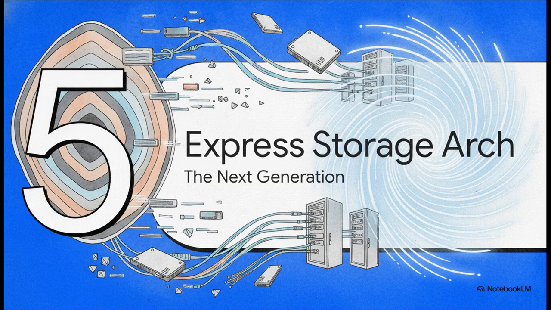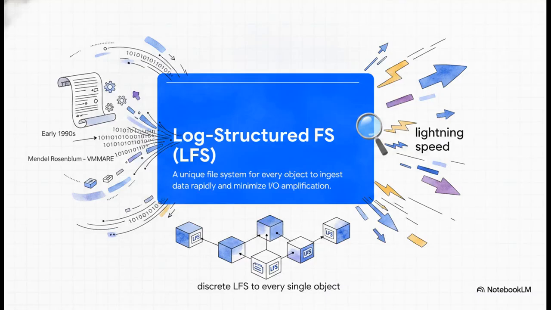Bringing us to part 5, Express Storage Architecture, or ESA. This is the next generation. So, as blazing fast NVMe storage and 100 gigabit networks became the new standard, VMware went in and completely overhauled the vSAN data path to actually unleash all this new hardware.